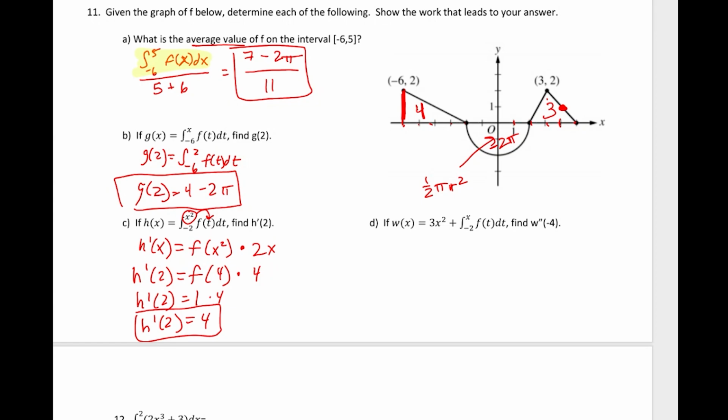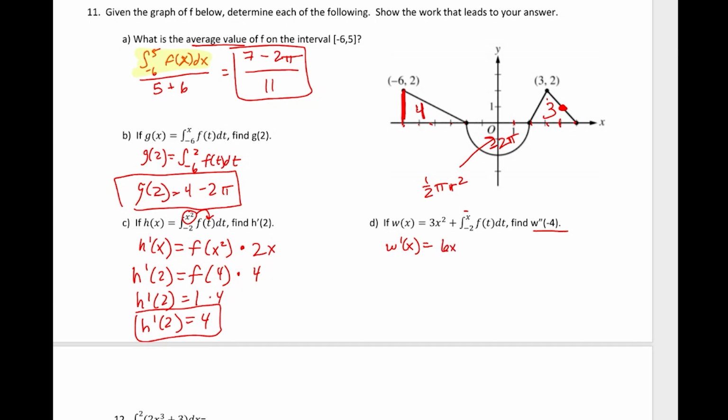Letter D says if w equals 3x squared plus the integral of negative 2 to x of f of t dt, find the second derivative. So let's first find the first derivative. The first derivative of 3x squared, using the power rule, is going to be 6x.